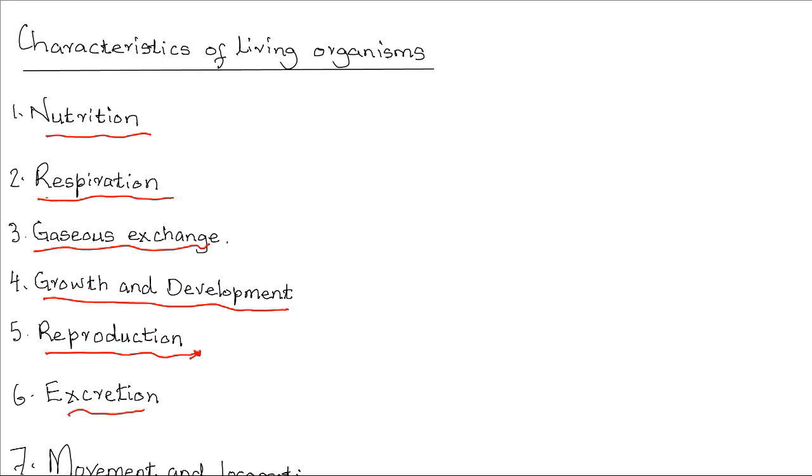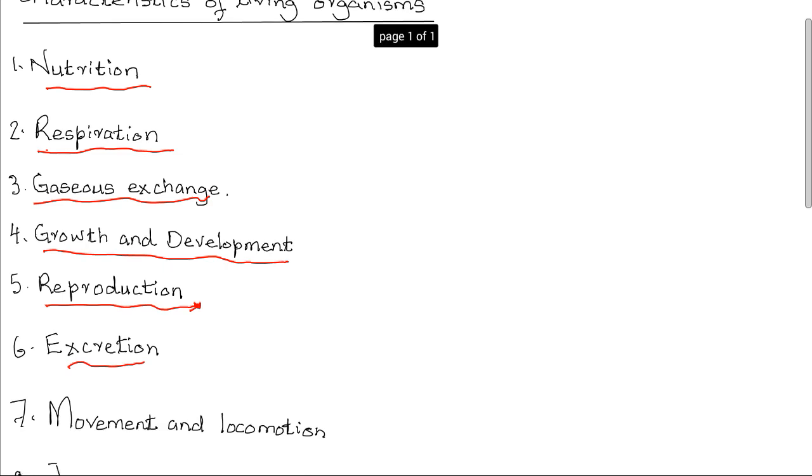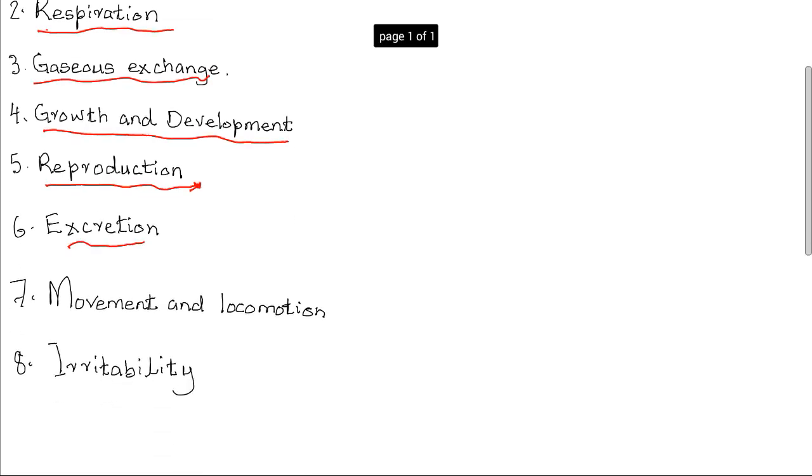Excretion is another characteristic of living organisms. Excretion is the removal of waste or harmful byproducts of biochemical reactions in the cells. Such wastes or byproducts, if left to accumulate, may poison the cells. So it is important that these waste materials are removed as they are produced.